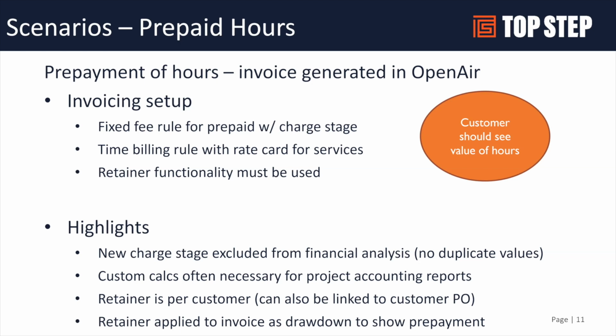So what you would need, some of the setup here, again, manipulating the charge stages, we would want a charge stage for the monthly dollar charges, because we want to be able to exclude those from reports. We don't want to double count how much we're billing. We can also use charge stages as filters in some of the custom calculations, so we can get those accurate project reporting. The retainer is a per customer basis, and you can also link retainers to customer POs if you're using POs. And then that draws down until the prepayment amount is burned.